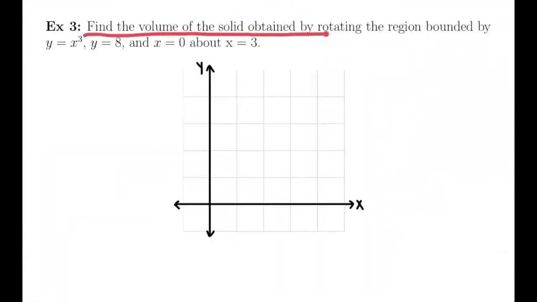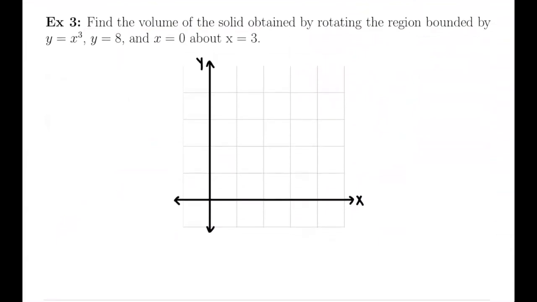All right, now for the last example. Find the volume of the solid obtained by rotating the region bounded by y equals x cubed, y equals 8, and x equals 0, about x equals 3. It is graphing time.